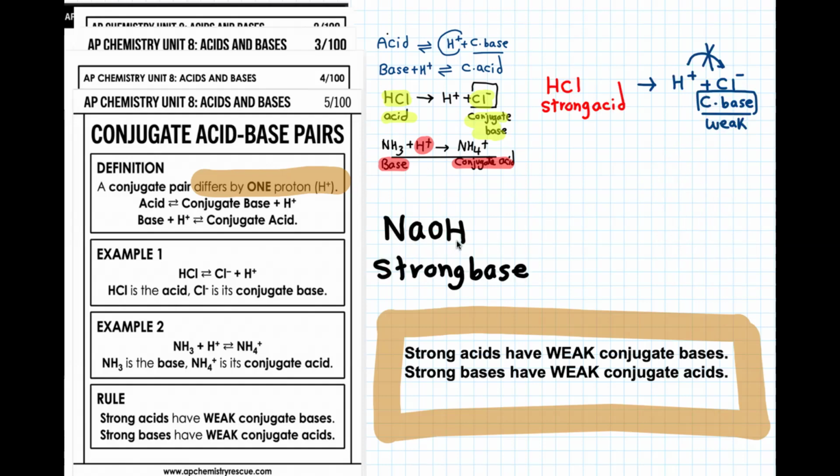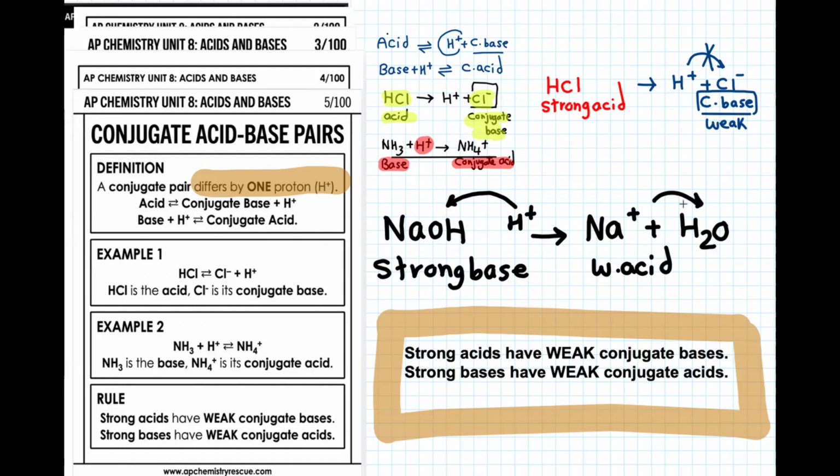Another example is sodium hydroxide. It's a strong base. Its conjugate acid, what is the conjugate acid? What happens after it takes a proton? It forms Na plus and H2O. Na plus is a terrible, weak acid. It doesn't want to give a proton to water.